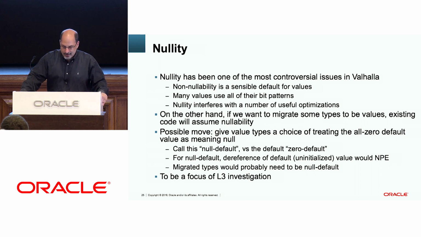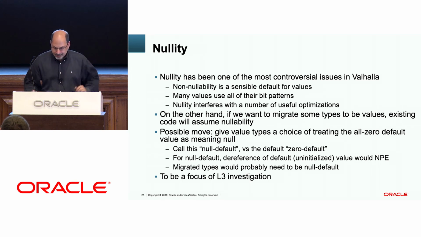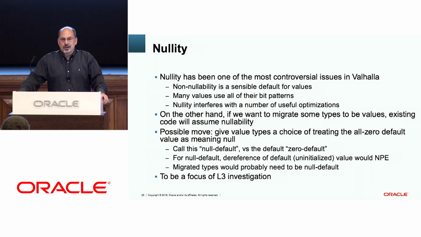On the other hand, what if we want to migrate LocalDateTime to be a value type? Those are already nullable. And there are some classes that really would like to have protection against being used uninitialized, like allocating an array of something and then using the element without initializing it.